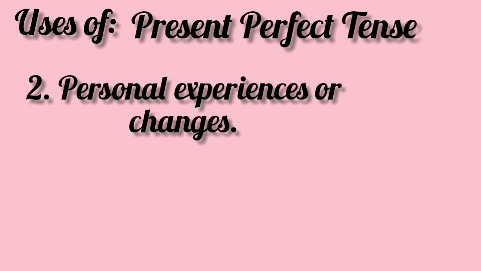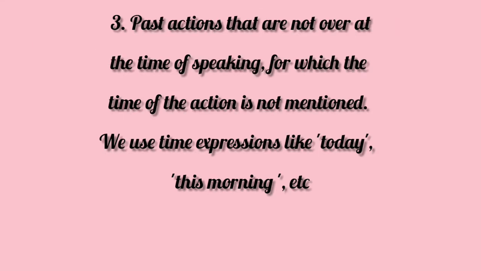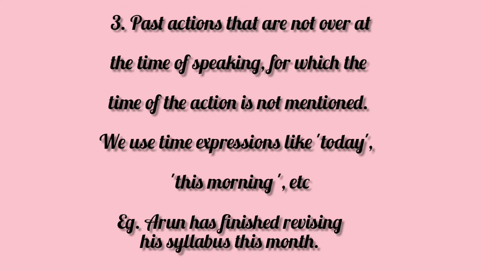The second use is in personal experiences or changes. For example, Farida has done a course in embroidery and knitting. The third use of present perfect tense is to talk about past actions that are not over at the time of speaking, for which the time of action is not mentioned. In these sentences, we use time expressions like today, this morning, evening, afternoon, week, months, etc. For example, Arun has finished revising his syllabus this month. That means he might study more as the month is not over yet.